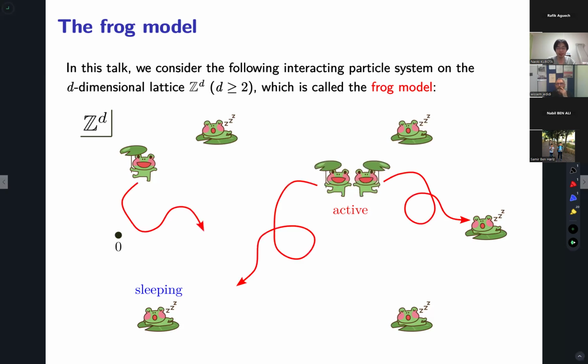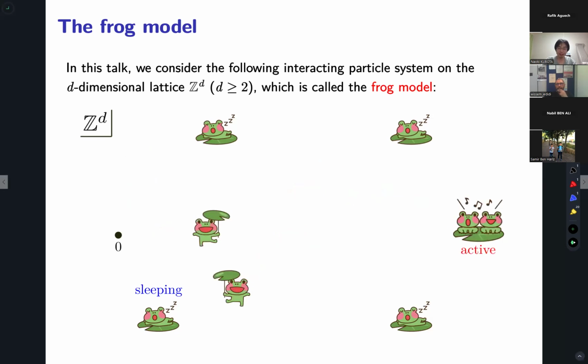Repeating the procedure for the remaining sleeping frogs and for the newly active frogs, all active frogs perform simple random walks independently.